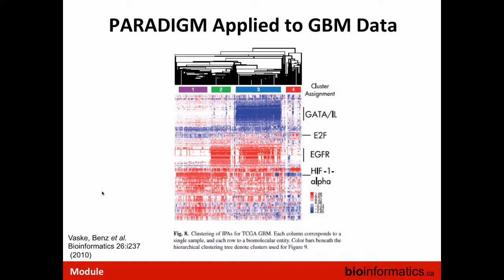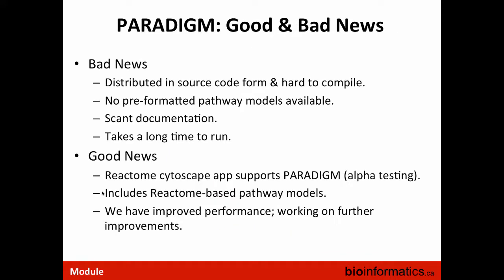Yes. So for Paradigm, the good news is, well, the source code to actually run this is very difficult to compile. Creating these factor graphs is a very time-consuming effort, and so there's not a lot of pathway modules available. It's not a very well documented approach. It takes a long time to create these factor graphs, and then projecting all of that data into those graphs takes a tremendous amount of time. The good news is we're trying to develop an application. It is in alpha testing. You can attempt to use it. There are a couple of data sets. They're not available for this workshop, but if you go to the Reactome Functional Interaction user guide, you will find this information. And we are trying to find a way to speed up the creation of these different pathway models, and to improve performance.